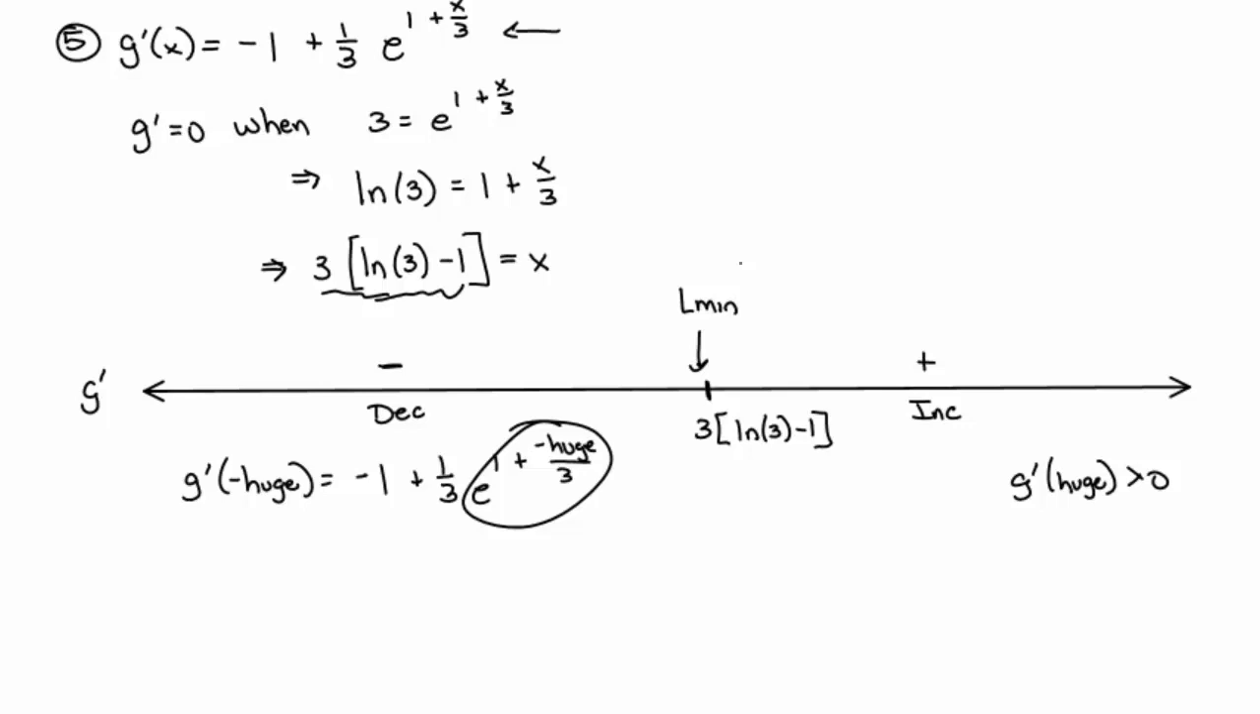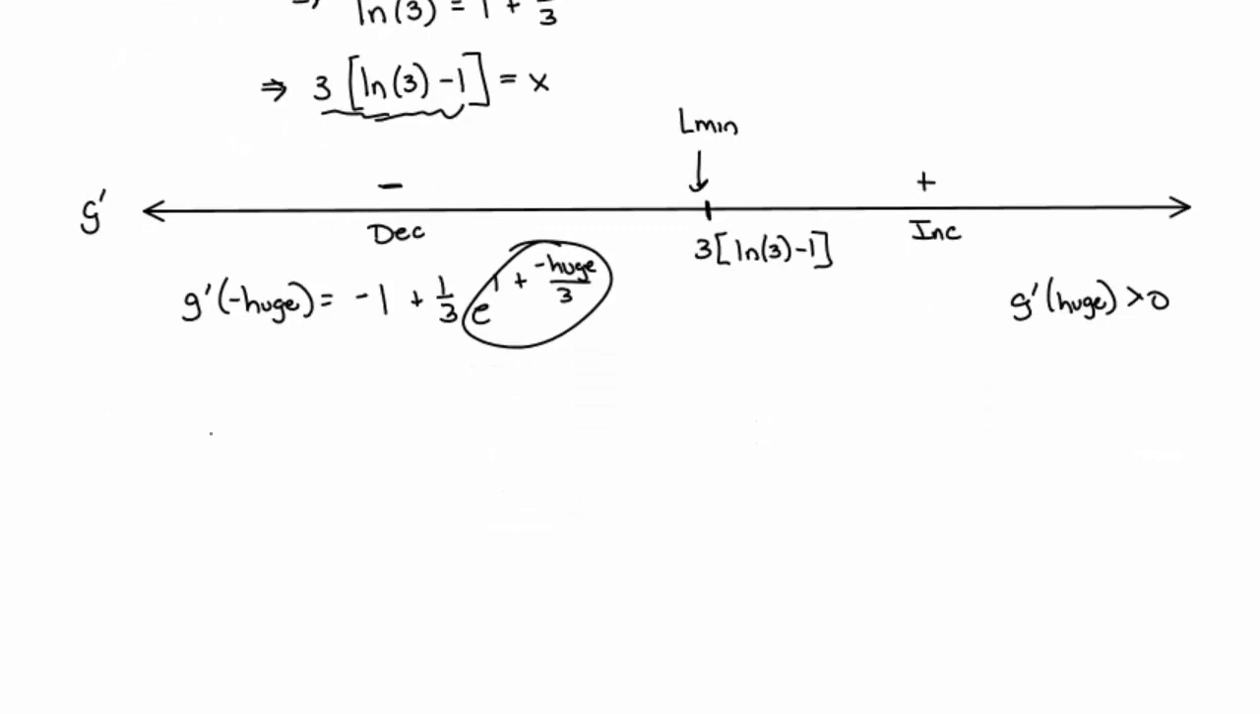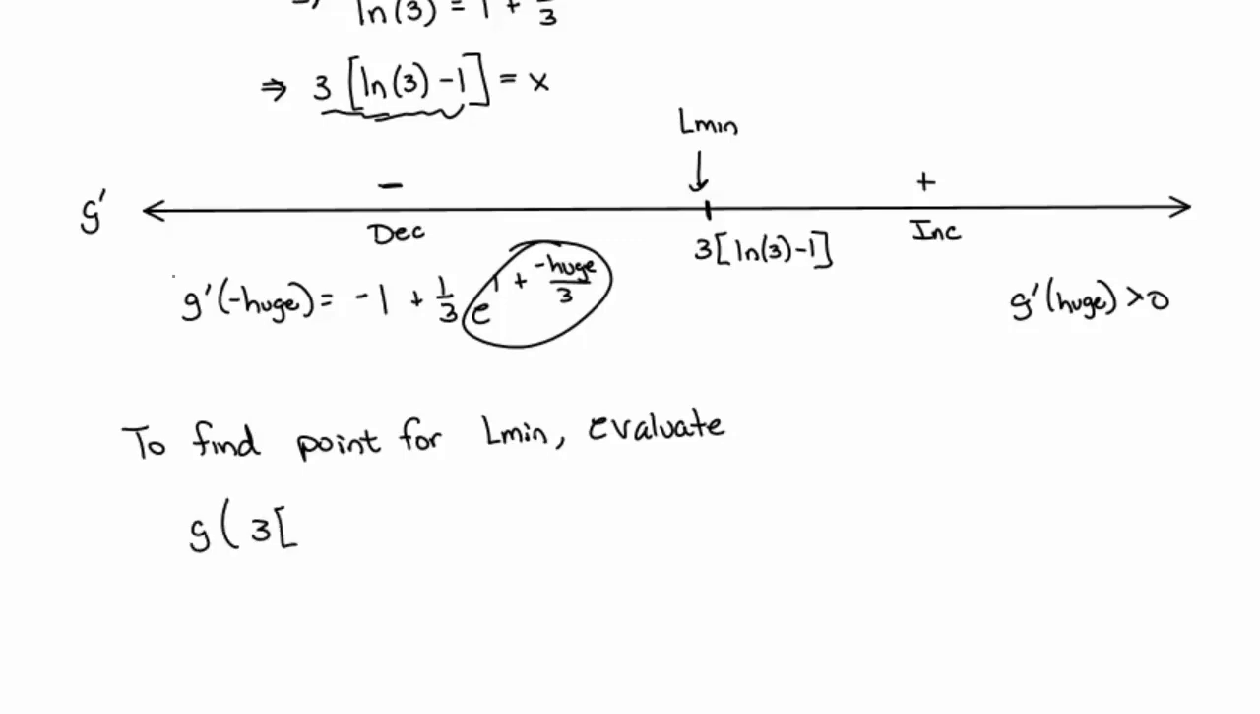Because I'm not allowing myself a calculator, I'm going to have to evaluate the function at that x value to find out what the corresponding y value is. It might be a bit of a mess, but we're in calculus, so we should be used to some long-winded problems here. So to find the point for the local min, evaluate g of 3 times the quantity natural log of 3 minus 1.